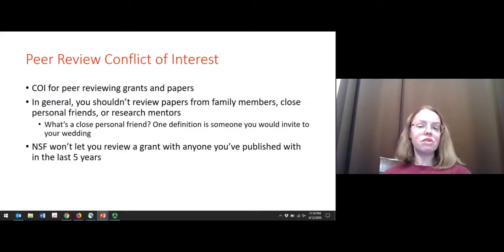Okay, there's also another type of conflict of interest for peer review. And that is, should you review somebody's grant? Generally, you should not review papers or grants from family members. That's pretty obvious. Close personal friends or research mentors.